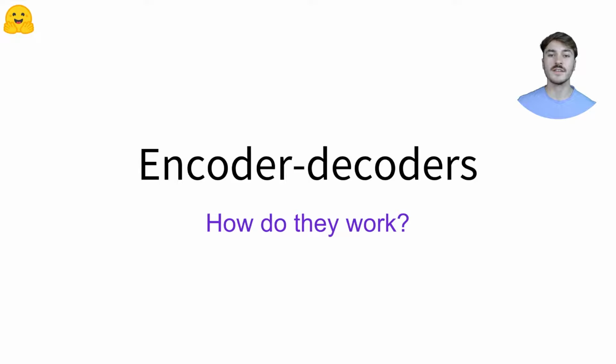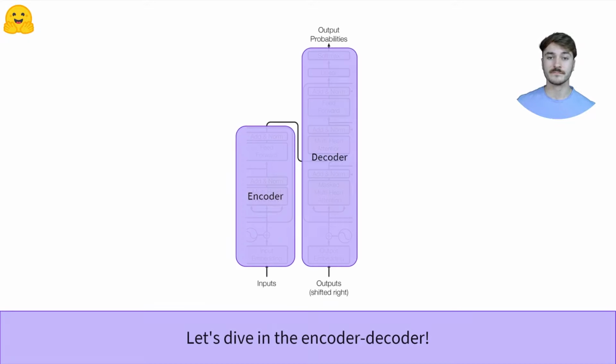In this video, we'll study the encoder-decoder architecture. An example of a popular encoder-decoder model is T5. In order to understand how the encoder-decoder works, we recommend you check out the videos on encoders and decoders as standalone models. Understanding how they work individually will help understanding how an encoder-decoder works.